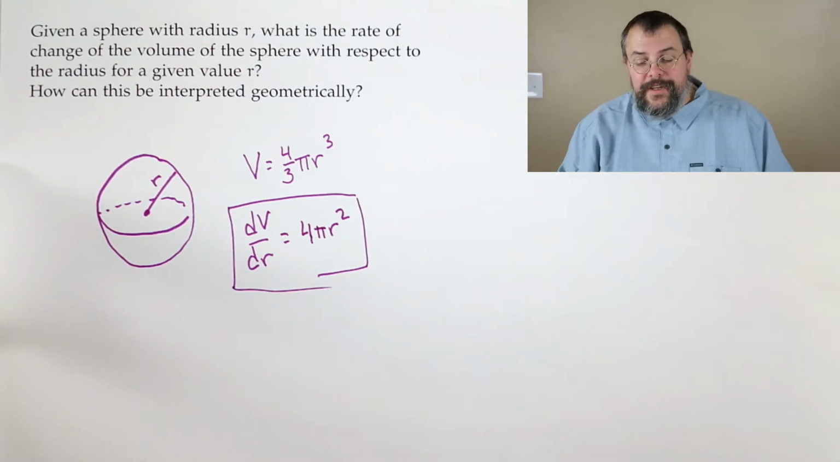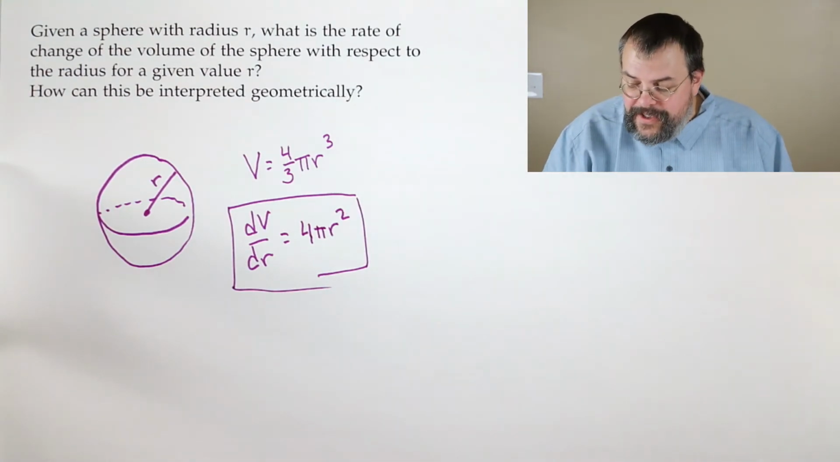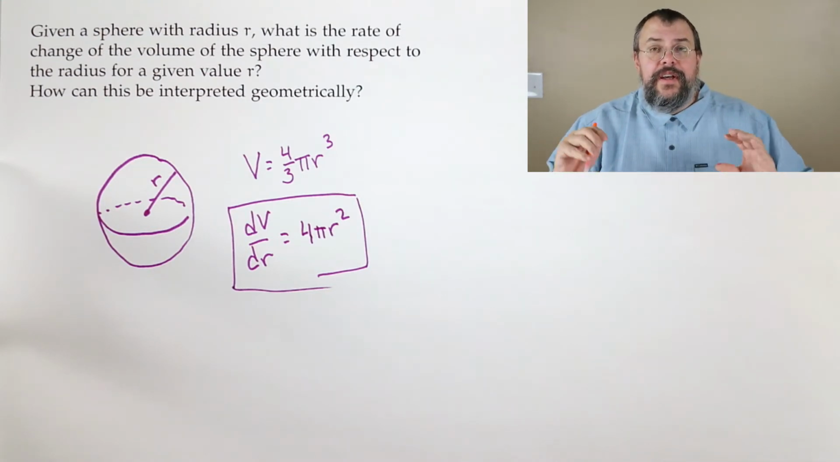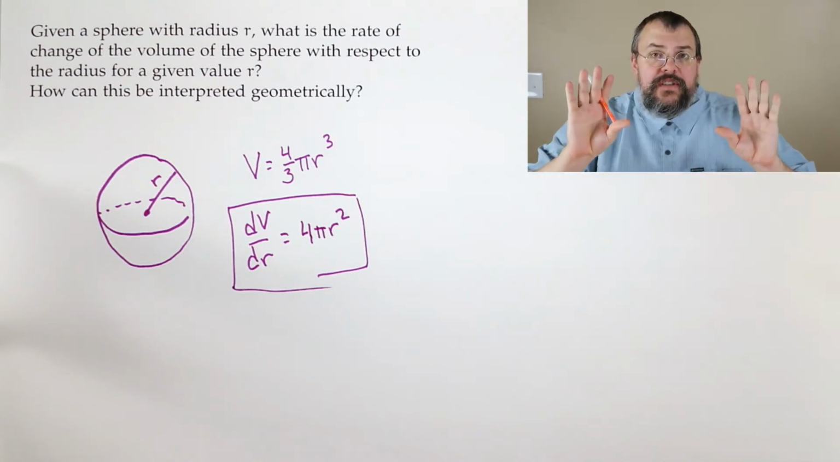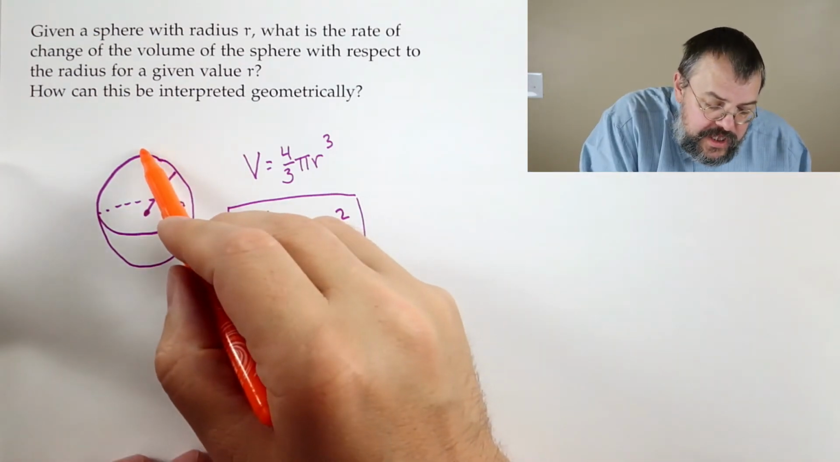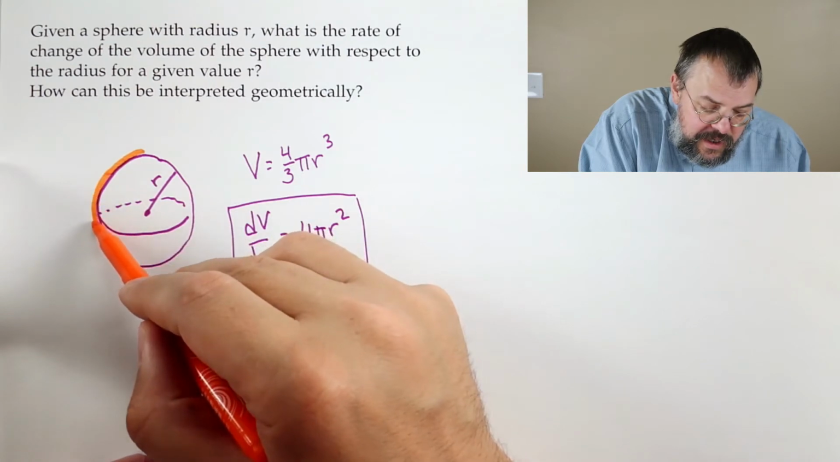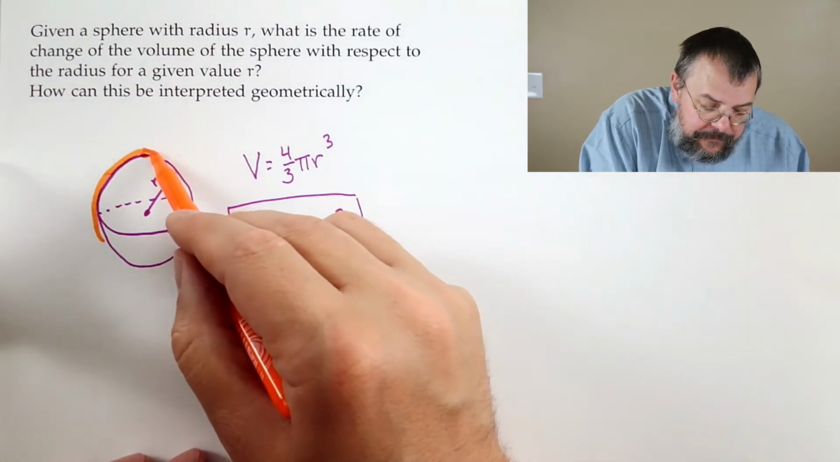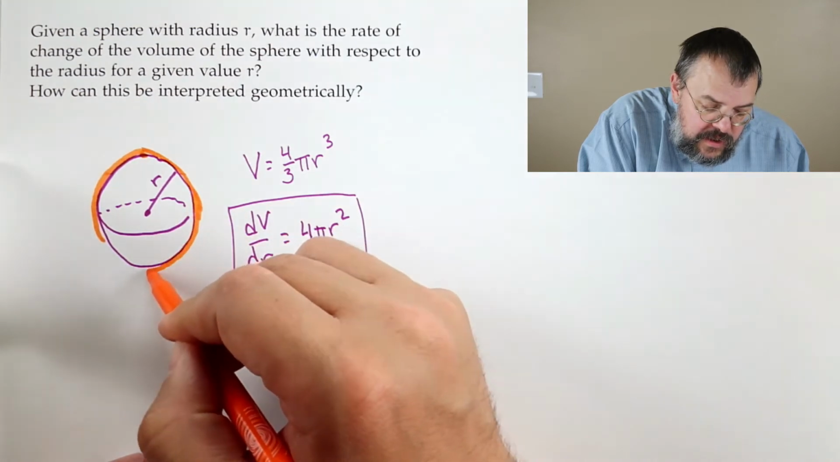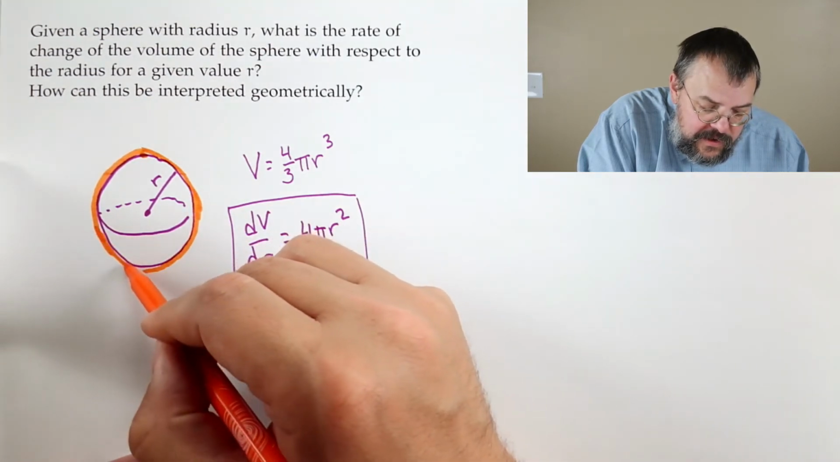There's a second question, though. All right, what's the second question? How can this be interpreted geometrically? So you have to imagine I'm just slightly changing r. So it's like I'm pushing out just a little bit. So I'm pushing my little sphere out. And the question is, how much is my sphere changing? What's happening to my sphere?